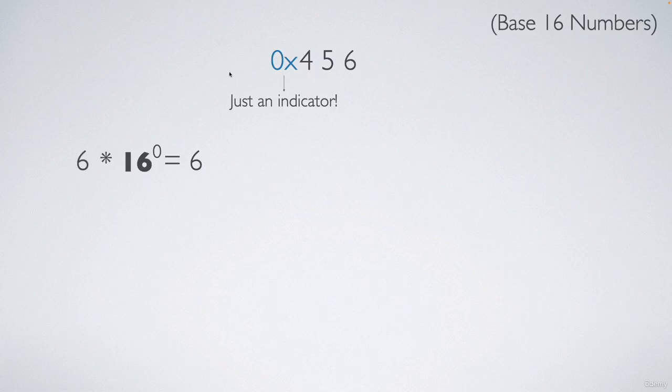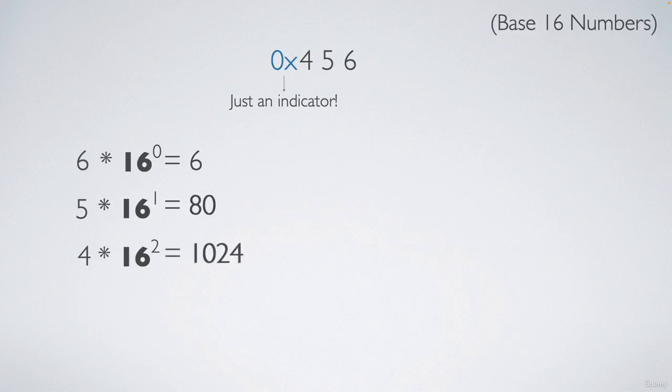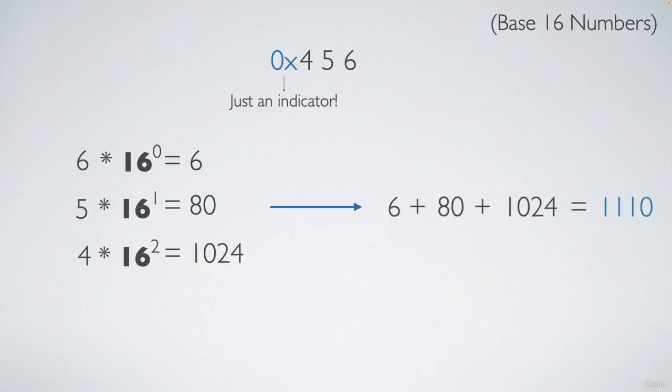So now we're going to take the second character, which is 5. Now we'll have to multiply this by 16 to the power of 1, and the result is 80. Likewise, we're going to take 4 times 16 to the power of 2, and the result is 1024. And again, just like before, now that we have these numbers, we're going to take all these numbers and add them together to end up with a number that we are all used to, a decimal number. In this case, that decimal number is 1110.